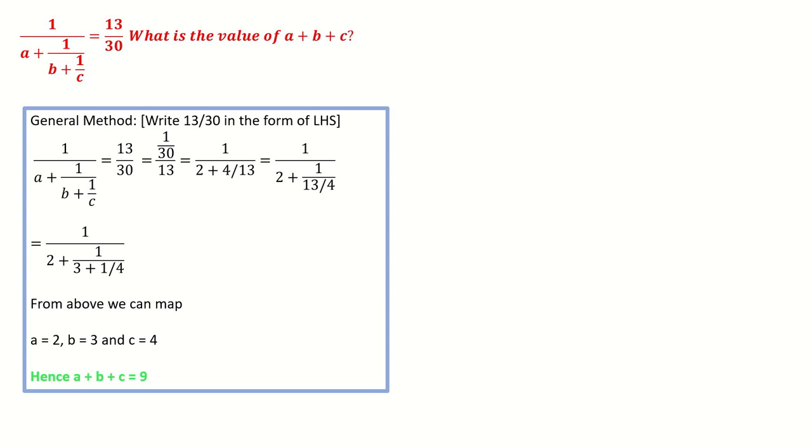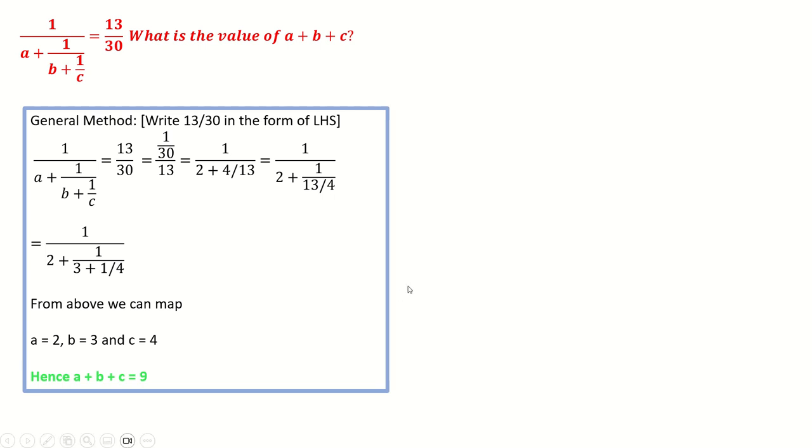So the general method is basically you take the 13 by 30, that is the RHS, and rewrite it in the form of the LHS. So 13 by 30, I will write it as 1 by 30 by 13, which is nothing but 1 by 2 plus 4 by 13. That is 1 by 2 plus 1 by 13 by 4, which is nothing but 1 by 2 plus 1 by 3 plus 1 by 4. So if you see the above and map, you will get a equal to 2, b equal to 3, c equal to 4. So the answer is 9. This is one method. There is another method; whichever you think is easier, you can follow.